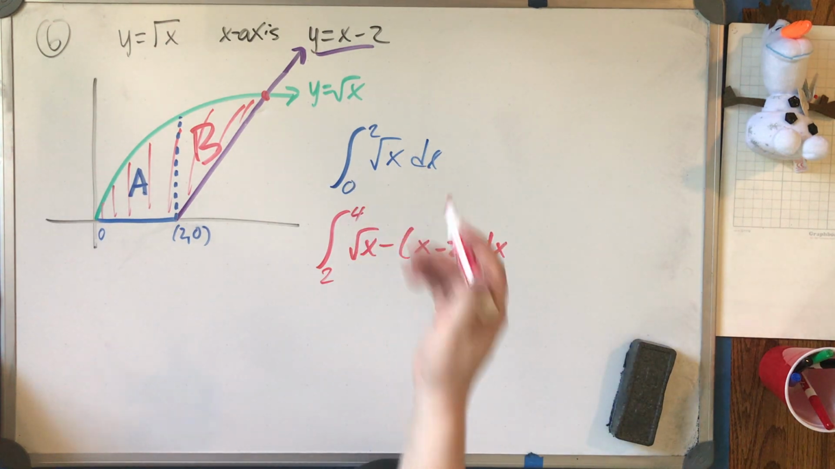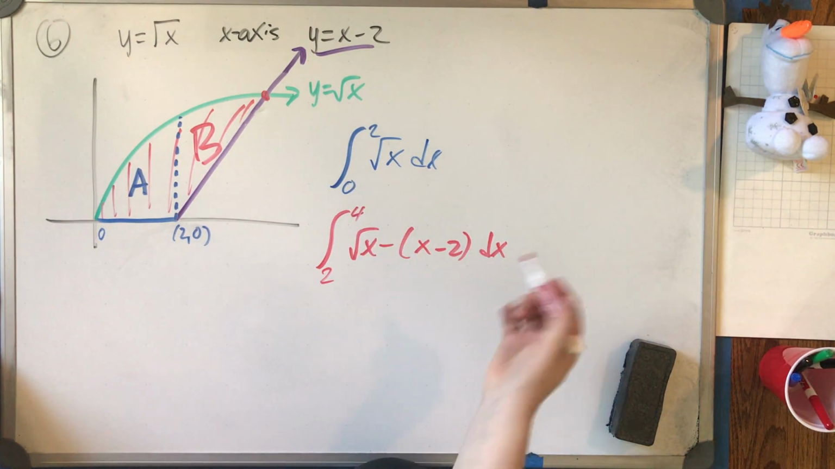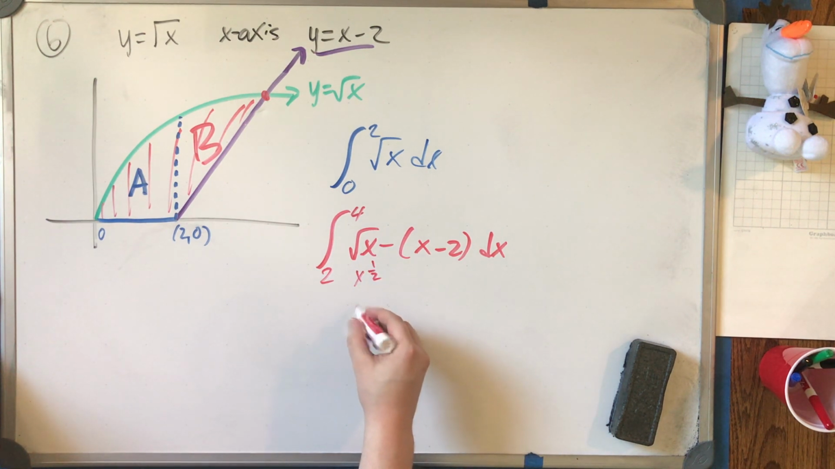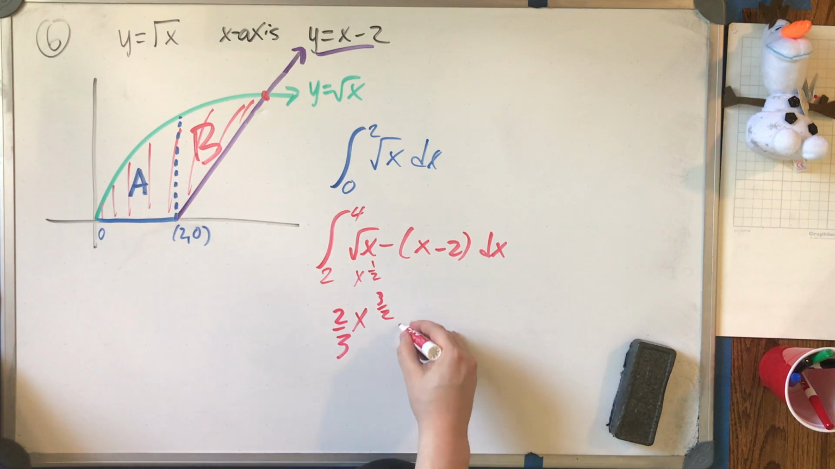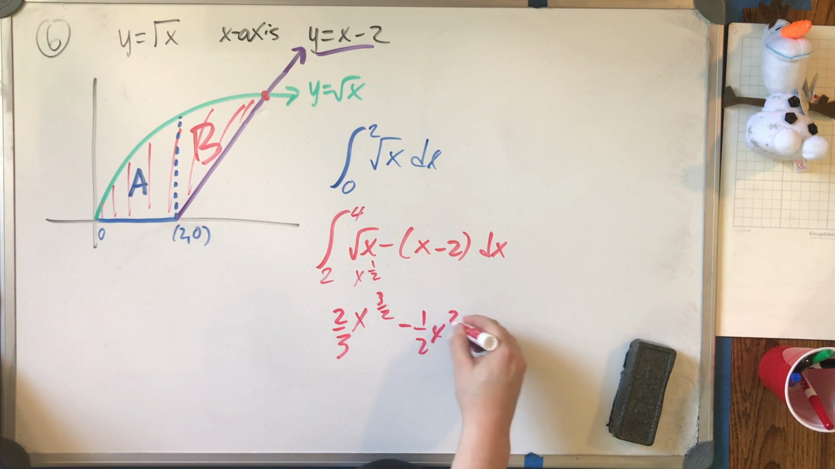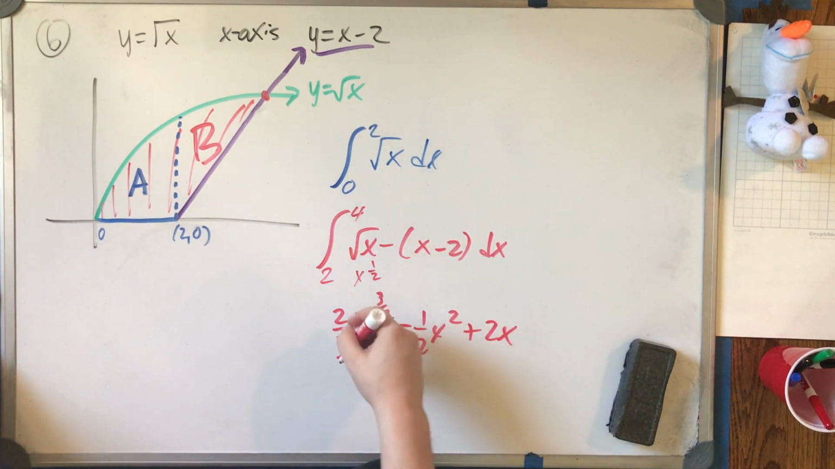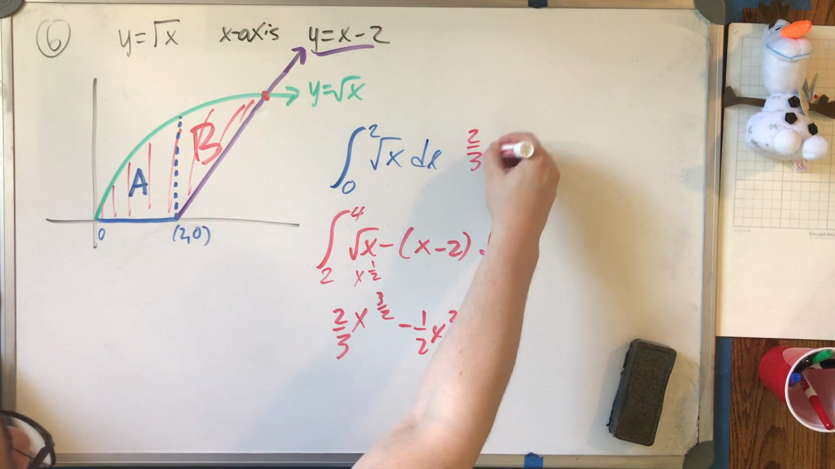So I'm just going to do all of that magical work. I guess I could show you the antiderivatives, right? Remember that that's going to be 1/2, so this is going to be x to the 3/2, so 2/3 x to the 3/2 minus 1/2 x squared. This will be plus 2x, and this guy's going to be the same, the 2/3 x to the 3/2.